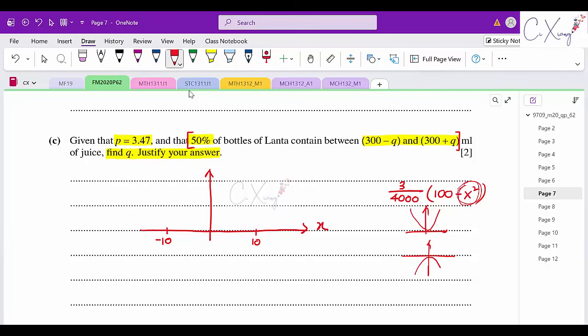So it will become N shape. All right. Then after that, when you try to move it up by plus 100, that means you move up 100 units. And therefore, your graph will be something like this. Move up 100 and you multiply it with 3 over 4,000. So 100 multiplied with 3 over 4,000, you're having 3 over 40.